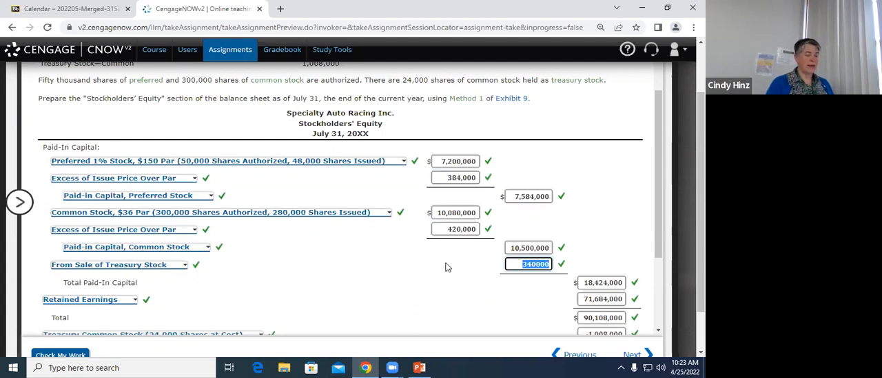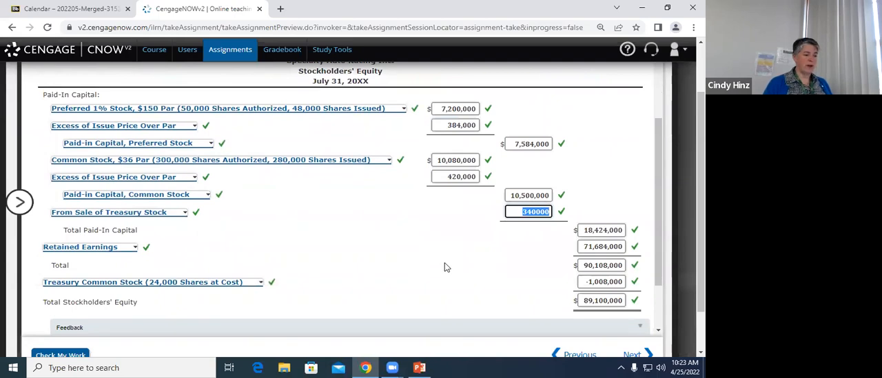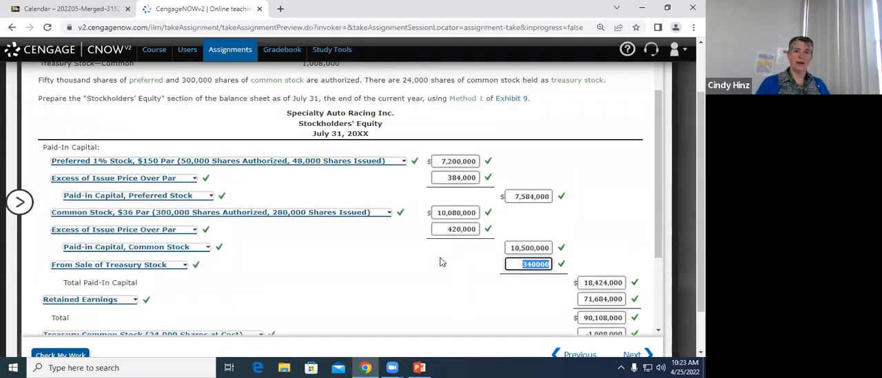Doing really well on time, I'm pleased to see. We have just one more exercise related to the statement of stockholders' equity. Any questions though before we move on to our final exercise?